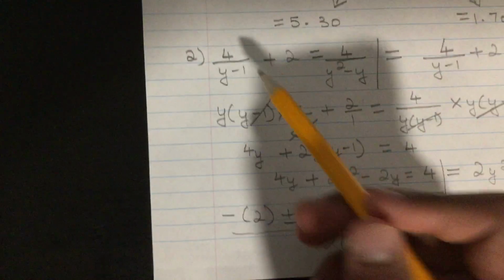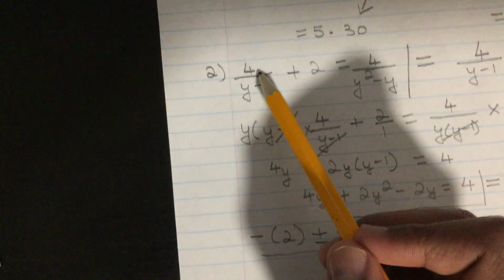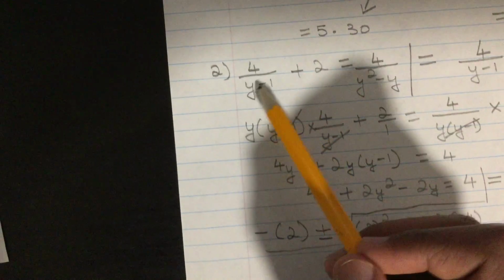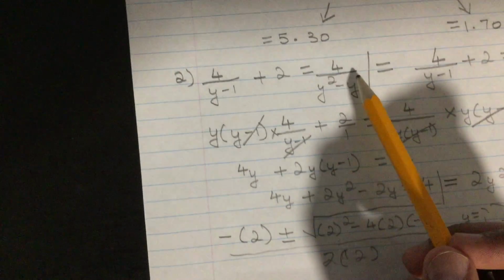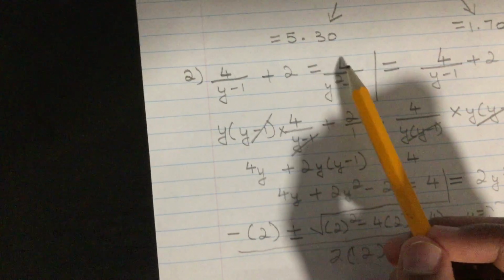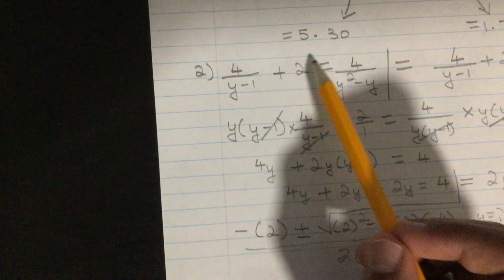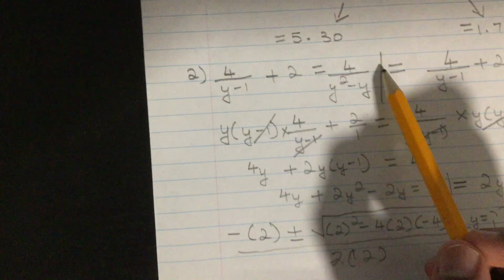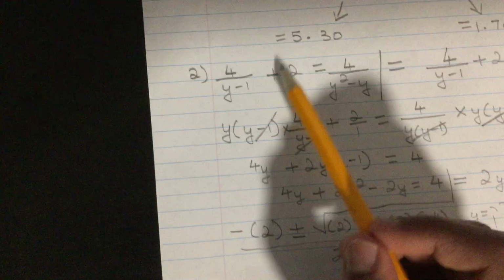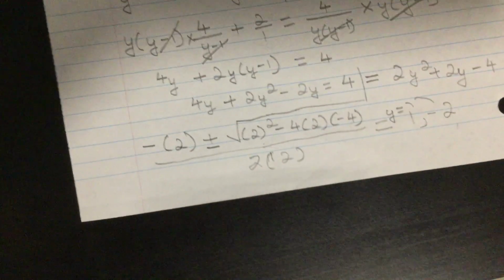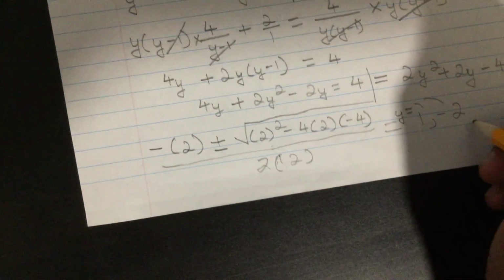What I would suggest you to do is move 4 over (y minus 1) to after the equal sign, so that you can calculate, inputting the y, and you can find out. So finally your answer would be negative 2.